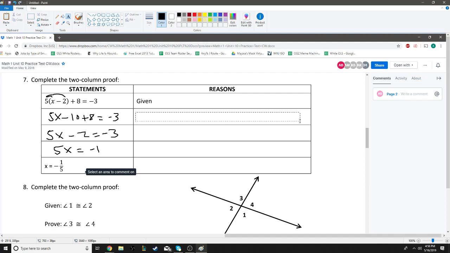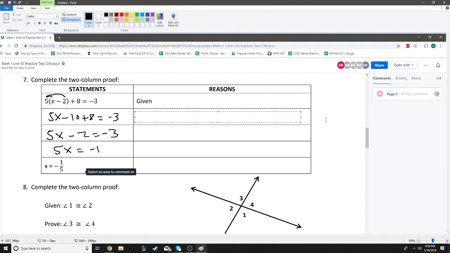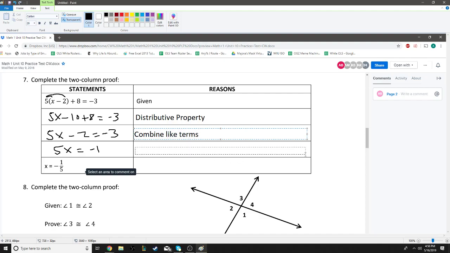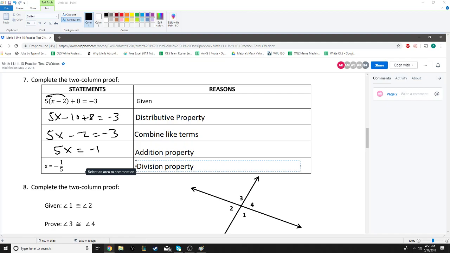So again, when we list this stuff out, our first step to go from step 1 to step 2 is we use the distributive property. Then our next one after that was to use combine like terms. After that, we added 2 to both sides, so we use the addition property. Then it used to say 5 times x, now it just says 5x. We used the division property. Okay, you do need to know all the properties for the test.